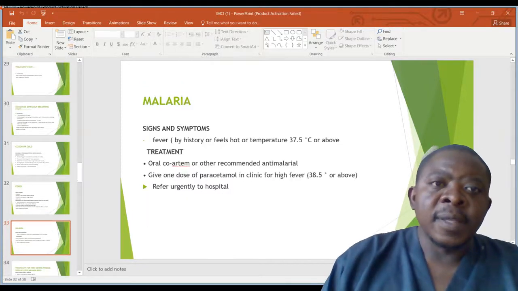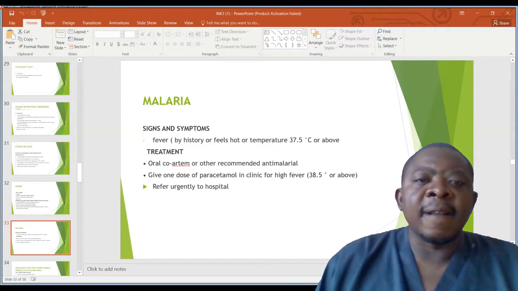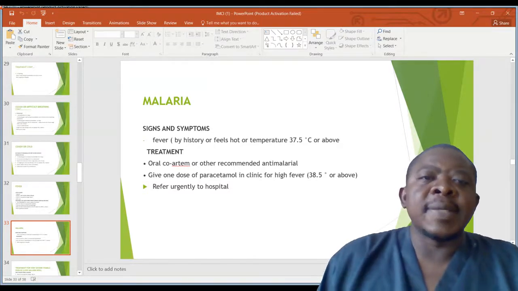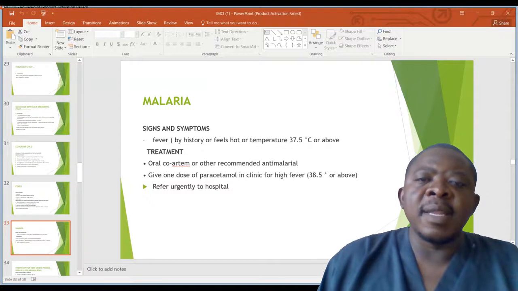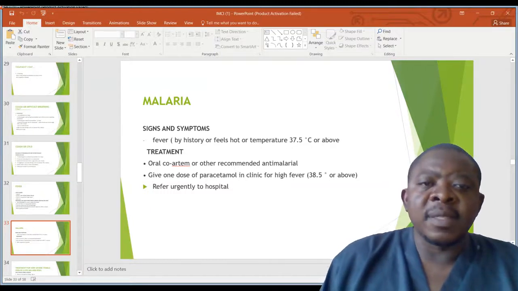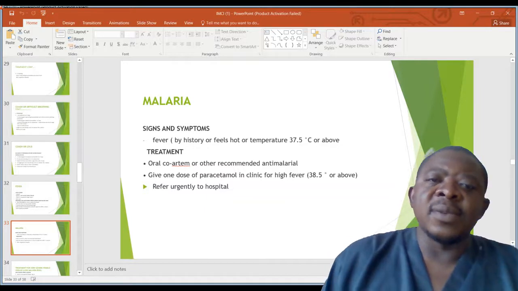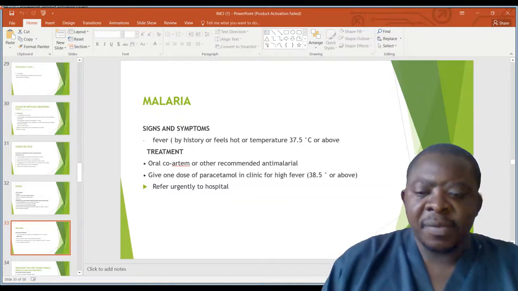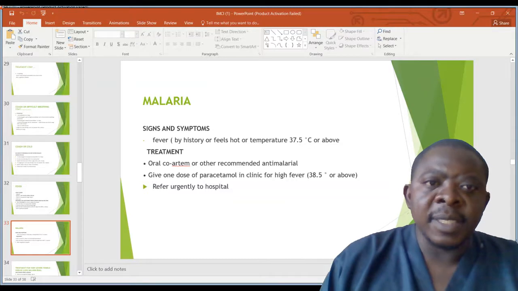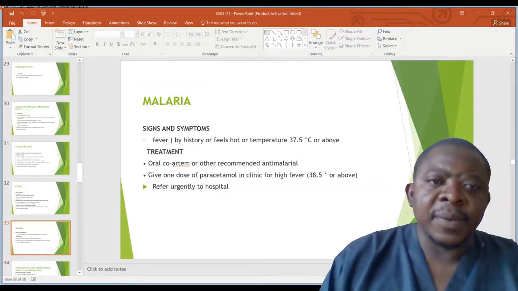Okay, so then for malaria, as color code yellow, signs and symptoms can be fever by history or feels hot or temperature. So this one is confirmed malaria positive. So color code will be yellow. So treatment is oral coartem or other recommended anti-malarial drugs. You can give a dose of paracetamol, and the patient can go home.